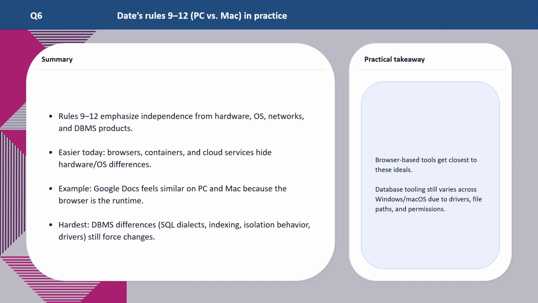These rules basically say a distributed system should be independent of hardware, operating system, network, even the specific distributed database. Today, rules 9 to 11 are easier because browsers, containers, and cloud services hide a lot of differences. A good example is Google Docs. It works similarly on PC and Mac because the browser is the main runtime and the app is cloud hosted. Rule 12 is the hardest.